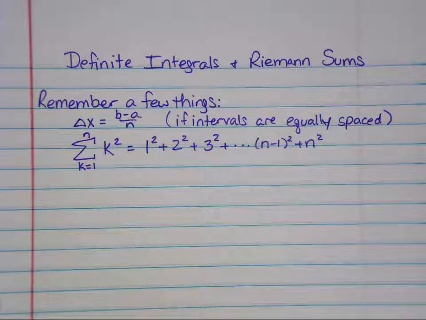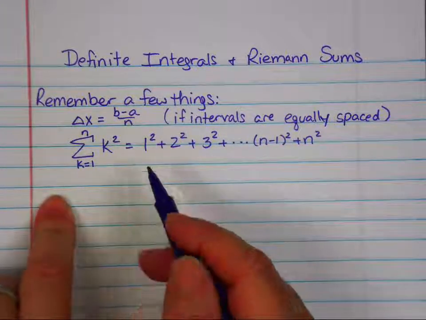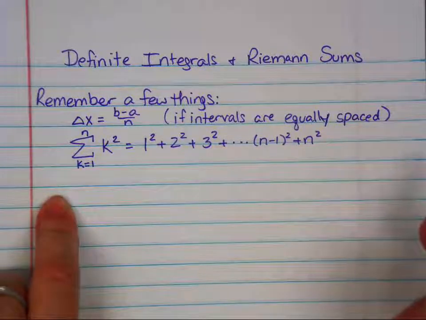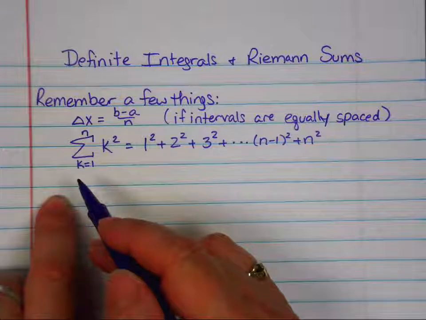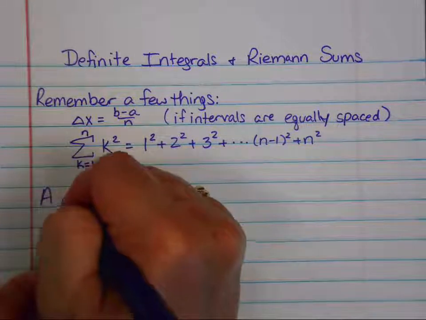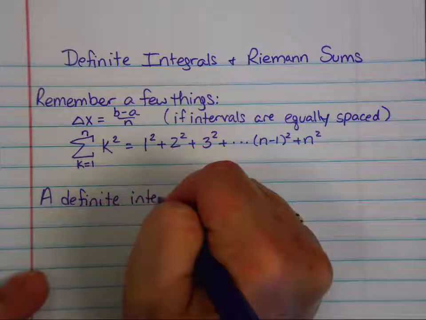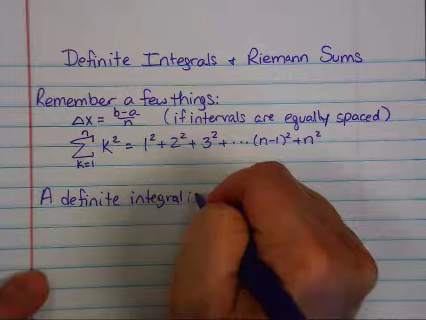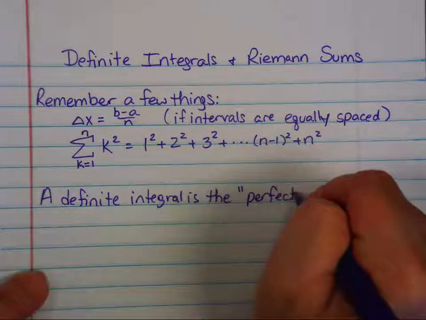Okay? So you need to be familiar with that, because if we're going to be adding up a bunch of rectangles, especially an infinite number of rectangles, we don't want to write an infinite number of terms down. We want to write it in as short a method as we can, and we're going to use this. Okay? So please write the following. A definite integral is the, quote, perfect Riemann sum.